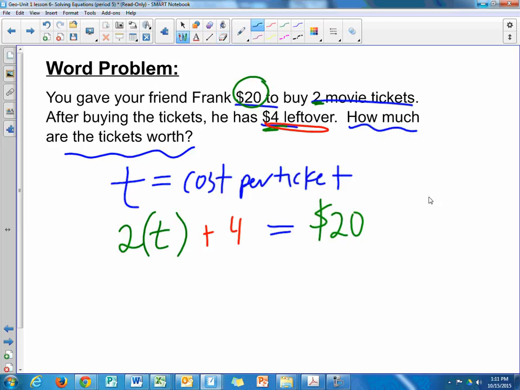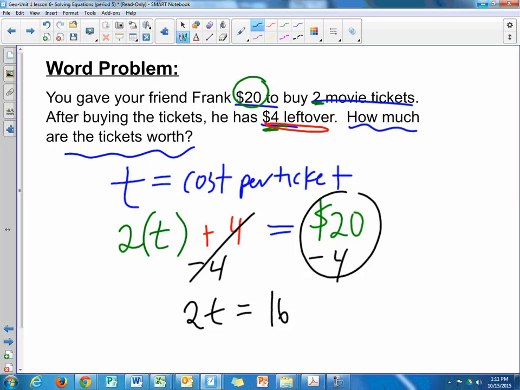All right, but you're used to working with the plus 4. Inverse is subtract 4 from both sides. When you do so, you have 2t equals 16. I spoke to you earlier in the beginning of the school year that the inverse of multiplying is divide. Divide 2, divide 2. So here we have t equals $8 per ticket.